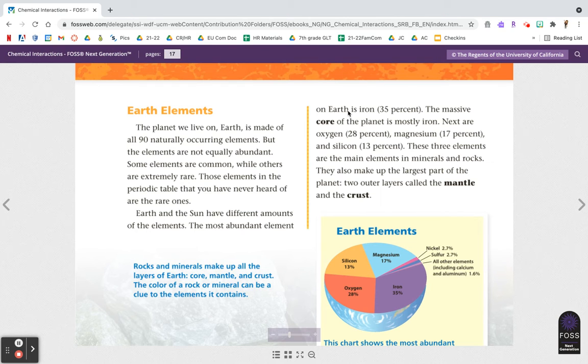The most abundant element on Earth is iron, 35%. The massive core of the planet is mostly iron. Next are oxygen, 28%, magnesium, 17%, and silicon, 13%. These three elements are the main elements in minerals and rocks. They also make up the largest part of the planet, two outer layers called the mantle and the crust.